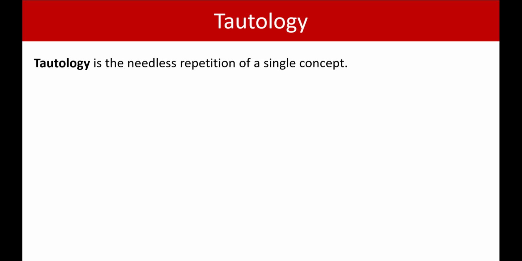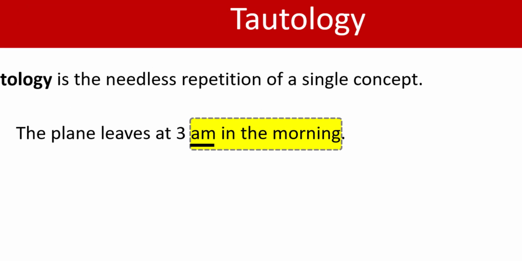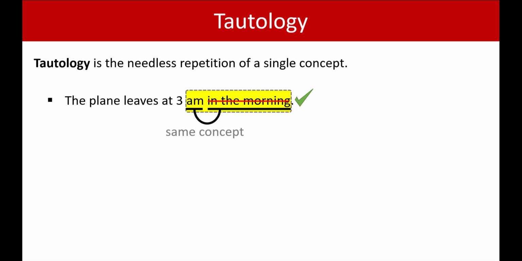Let's do an example. The plane leaves at 3 a.m. in the morning. A.m. in the morning. The terms a.m. and in the morning are the same concept. So we can correct this sentence by crossing one of them out. In this example, the two terms a.m. and in the morning are a repeat of each other. This means we can cross either one of them out.